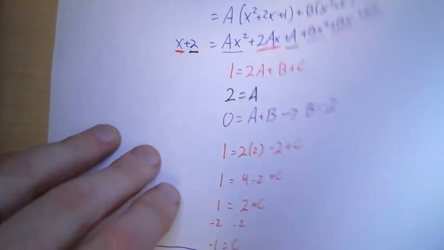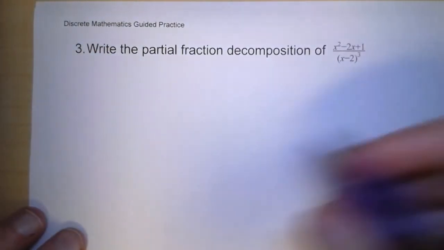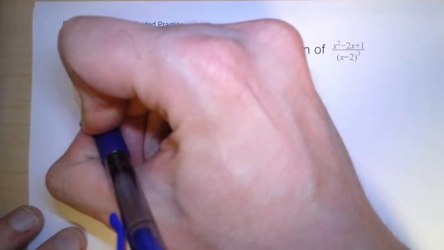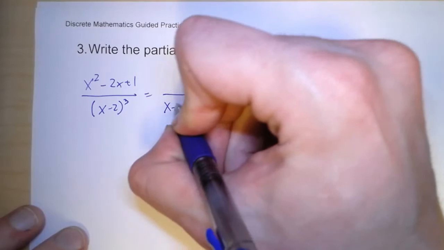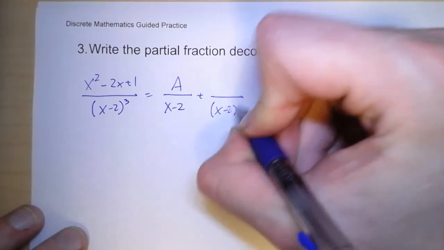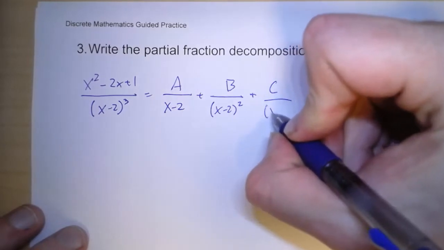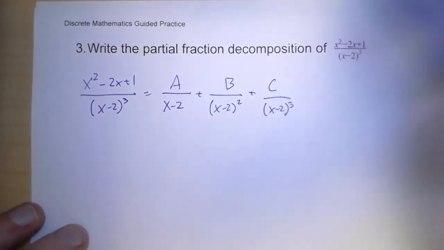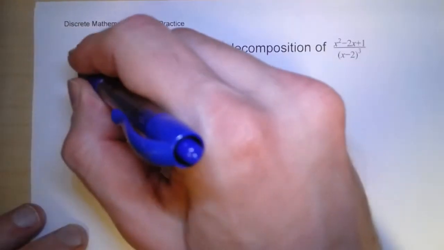Now with the next one, here we have one factor, but it is to the 3rd power. So when we write this out, (x squared minus 2x plus 1) all over (x minus 2) cubed, we're going to start with x minus 2. And then we're going to raise it to (x minus 2) squared. And then we're going to have (x minus 2) cubed. So we start with no exponent, and then we keep raising it until we get whatever we had to start with.